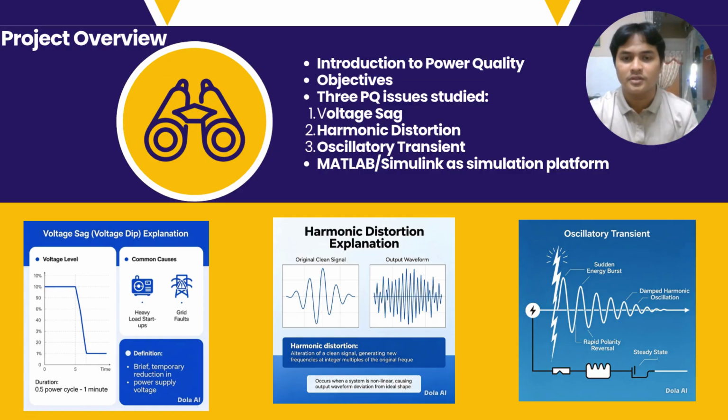So as we can see here, we have three figures about the waveform. So this is about our main objective. Our main objective in this project is to analyze three common power quality issues, which are voltage sag, harmonic distortion, and also oscillatory transient. For each issue, we simulate the normal condition, the disturbance condition, and lastly the condition after the mitigation using MATLAB simulation.